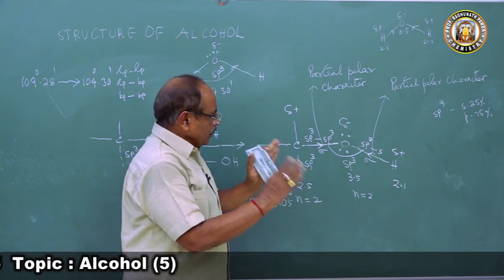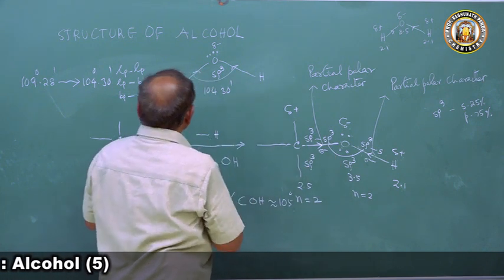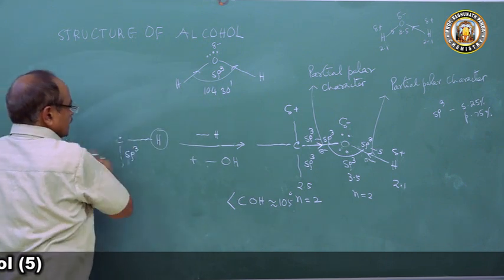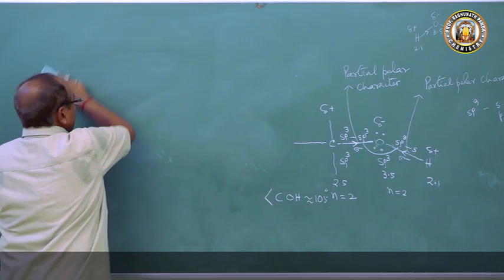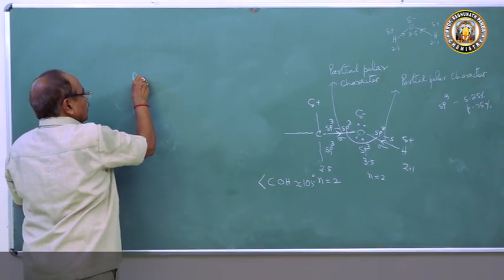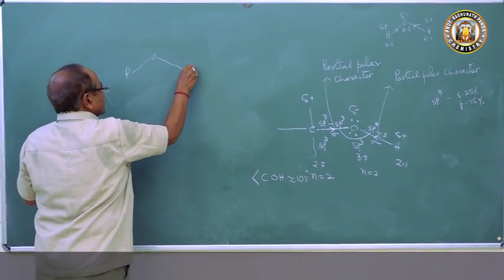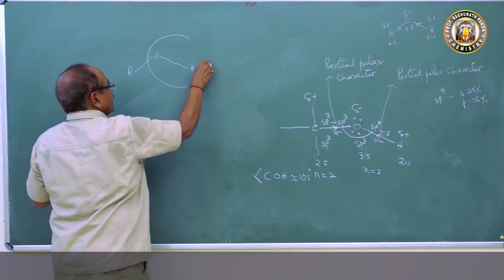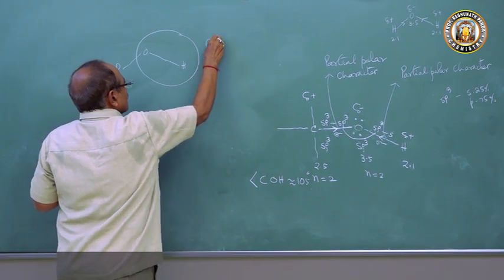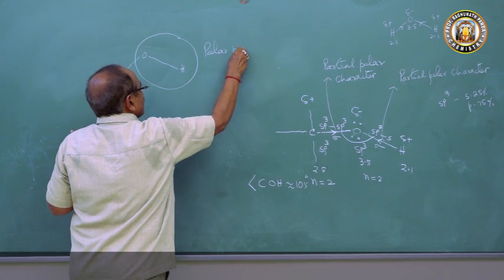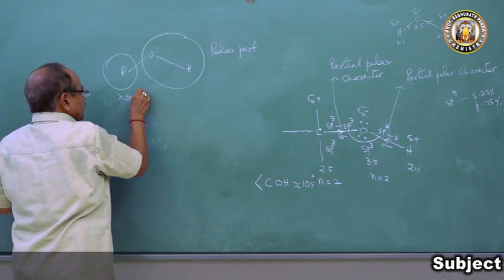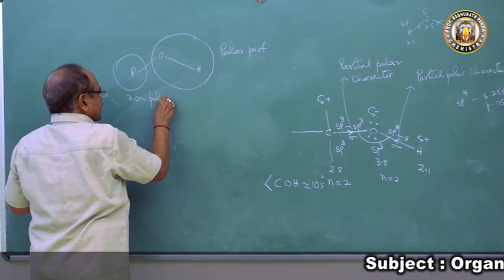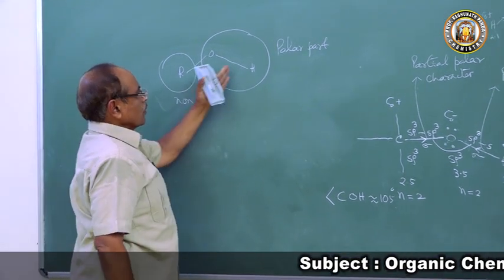So this is the polar part of the alcohol. Now if you come to the alcohol, it has a polar part and a nonpolar part. If you come to ROH, this is the polar part of the alcohol, and this is the nonpolar part of the alcohol. So the alcohol has a nonpolar part and a polar part.